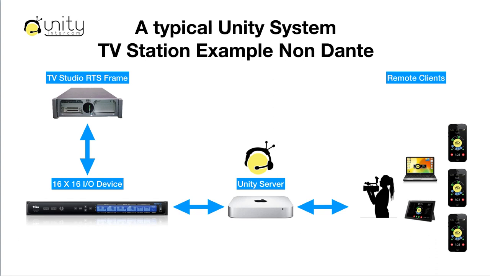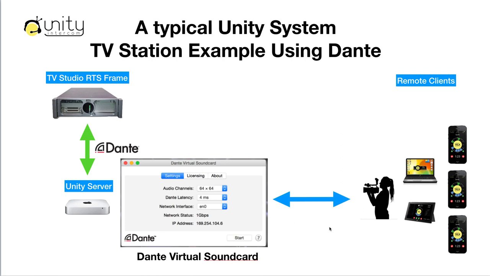And in the case of Dante, where we have an Omnio card or we have Dante, it's even simpler. We don't need the Motu. We don't need any hardware. We just need the Dante Virtual Sound Card. That's software that's downloaded from Audinate, put on the computer, and that becomes our virtual sound card, and that's our I/O device, so to speak.